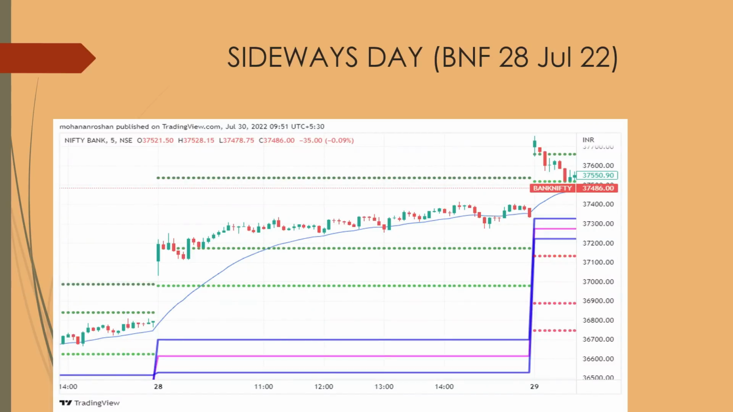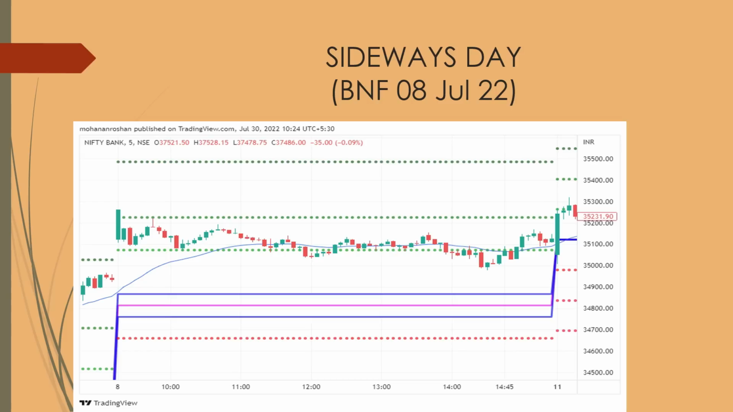This is an example of a sideways day where there is no direction at all and there is no sharp movement. This is also an example of sideways days.